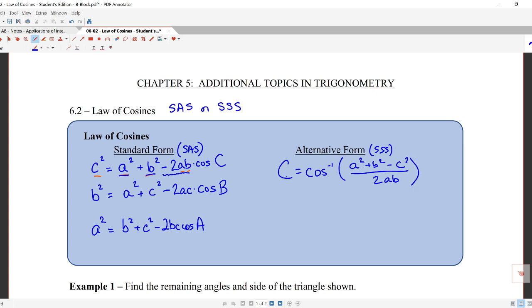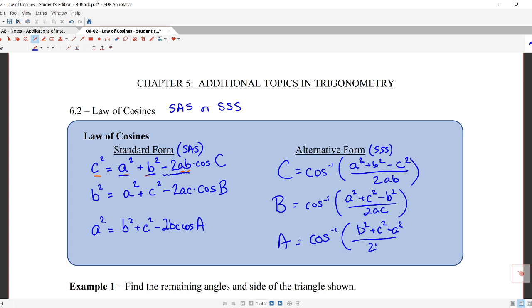The way that I remember it is C is the cosine inverse of the other two sides, not side c. So it's a squared plus b squared, then we subtract c squared, and then we divide by 2ab. So B would be the cosine inverse of a squared plus c squared minus b squared over 2ac. And A would be the cosine inverse of b squared plus c squared minus a squared over 2bc.